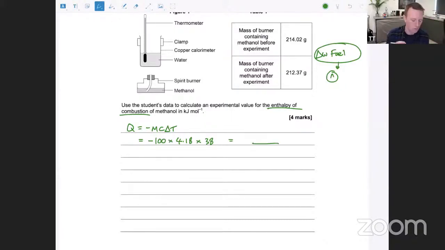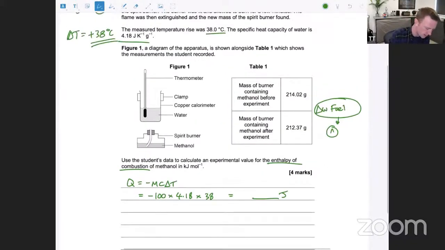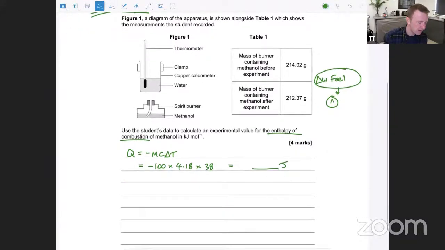In units, joules. Good. The reason it's joules, ladies and gentlemen, is because C is always joules per Kelvin per gram. So you're going to get your Q change in joules. So this is 15,884, and that's minus.